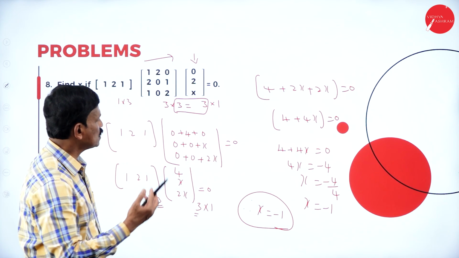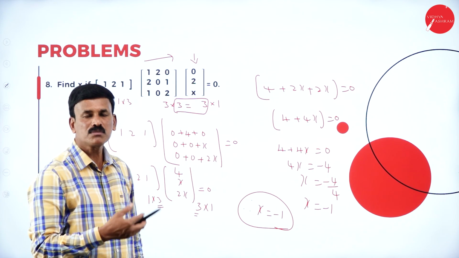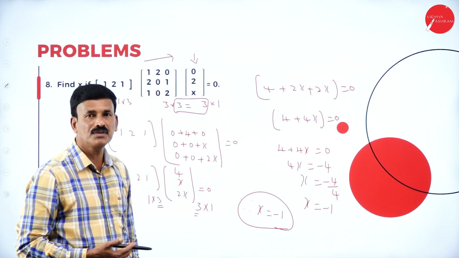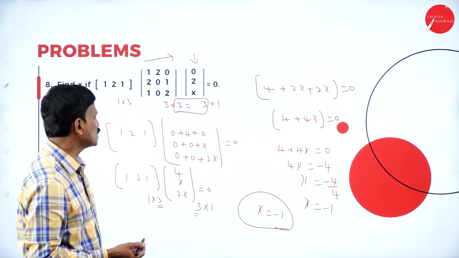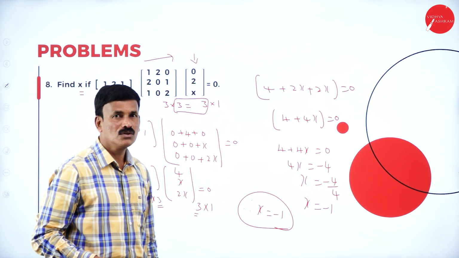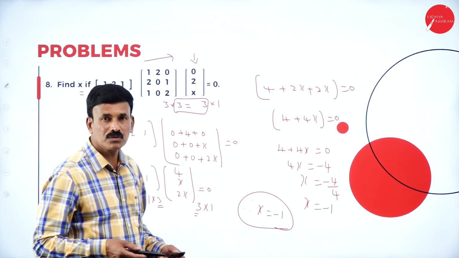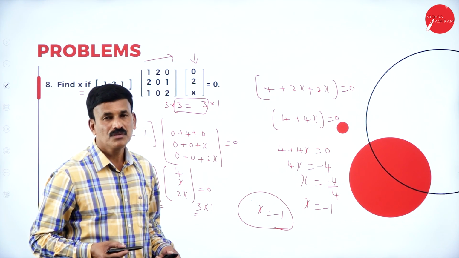That's it. This is how we are going to simplify. If it is possible to factorize, factorize it. If you get a linear equation, simplify, and you will get the answer. So here x is equal to minus 1. Hope you followed. This is how we are going to solve these types of problems. These types of problems are very important even for 5 markers.